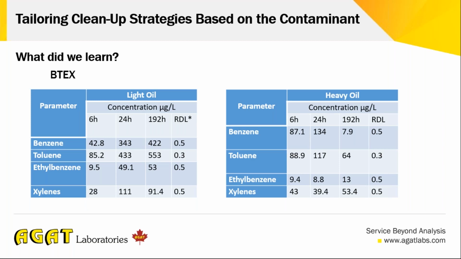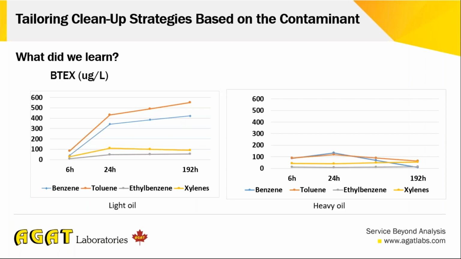Now, what is interesting is that the results are presented in micrograms per liter. Just imagine the low level, but you see in general, the light crude oil is showing more release between 24 hours and 192 hours, which is 8 days, mostly for benzene and toluene. But here is the same data in a graphical presentation.